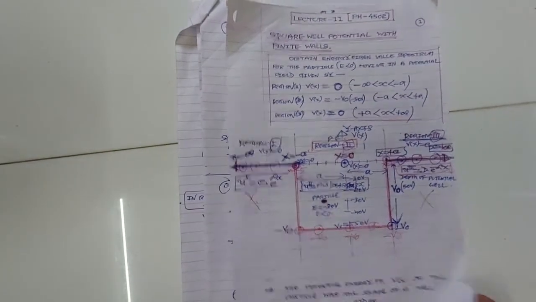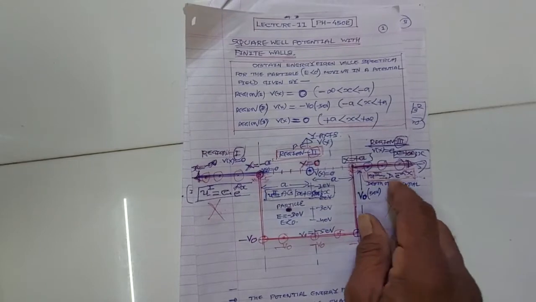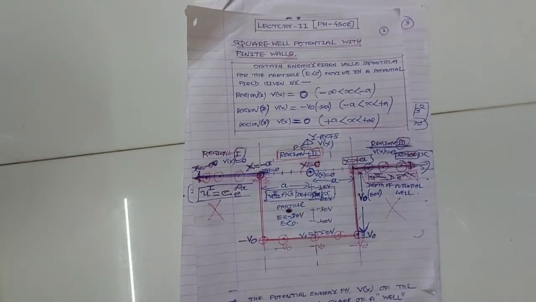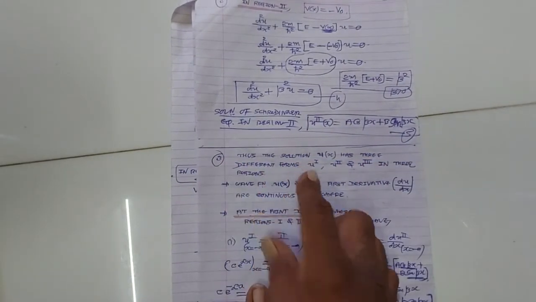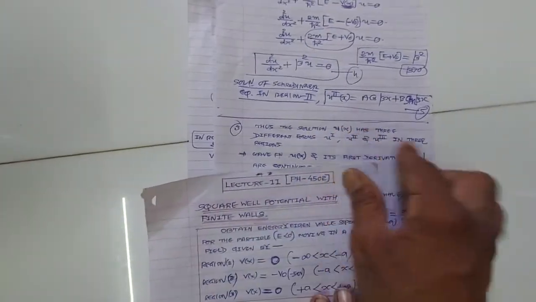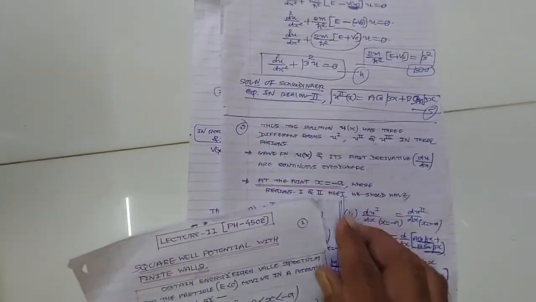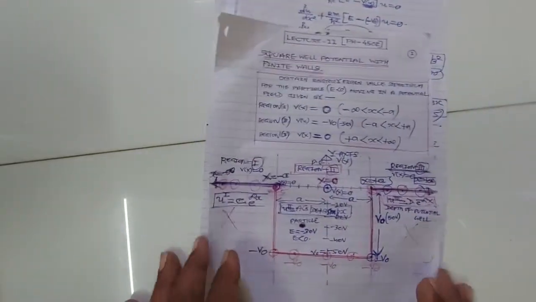Now, after obtaining the solution u1 = C e^(αx) in region 1, u3 = D e^(−αx) in region 3, and u2 = A cos βx + B sin βx in region 2, we have discussed the continuity conditions. The solution u(x) has three different forms: u1 in region 1, u2 in region 2, and u3 in region 3. The wave function u(x) and its first derivative du/dx must be continuous everywhere. So we have four continuity conditions.